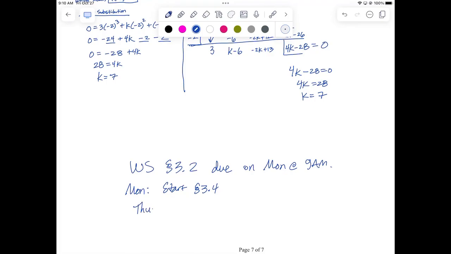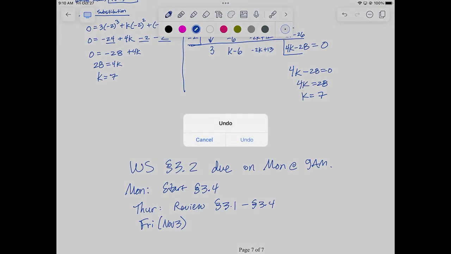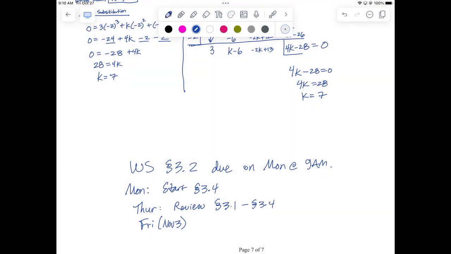On Thursday, we're going to review sections 3.1 through 3.4. And then on Friday, which I think is November 3rd, holy moly. I believe that's next Friday? Yeah, it is almost Christmas. Friday, November 3rd, we're going to test on sections 3.1 to 3.4. Next week is already the third week of the nine weeks grading period, so we need to squeeze in a test. So we'll squeeze one in on Friday.